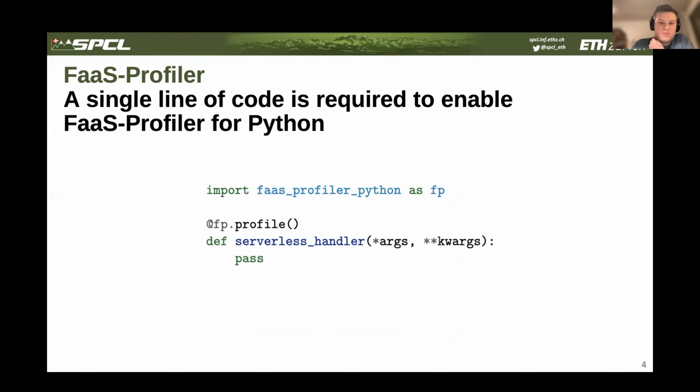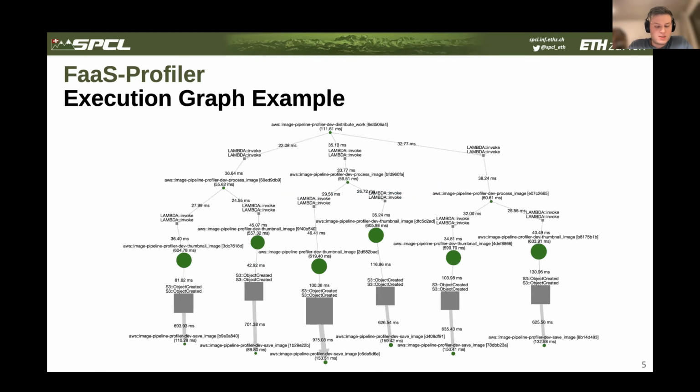We provide a Python implementation of FaaS-Profiler. All you need to do is to import the package and to instrument your entry point of the function by adding a single decorator. Here you see an example of a reconstructed service graph. The circles symbolize an execution of one serverless function, while the squares symbolize a service that led to the execution of one function. The sizes of the circles and the squares are relative to the latency and the execution time.